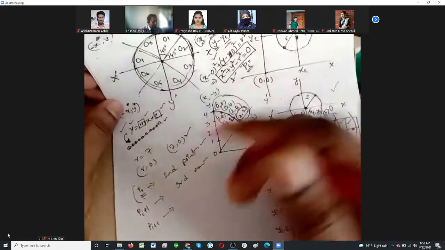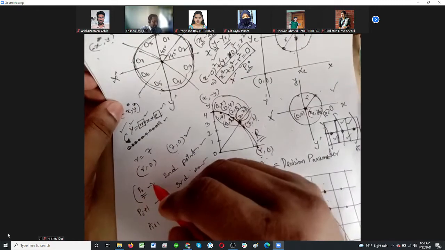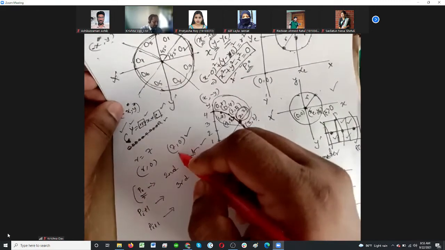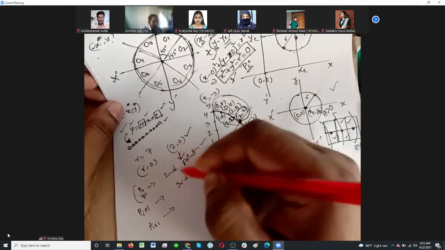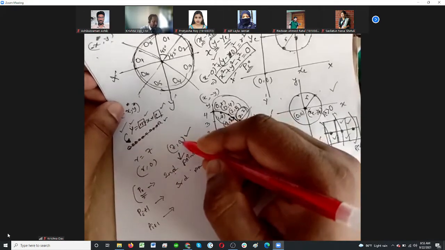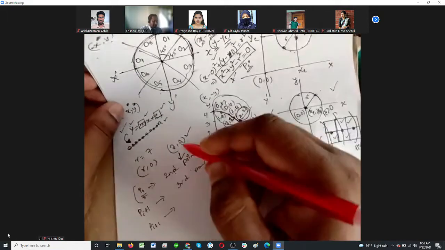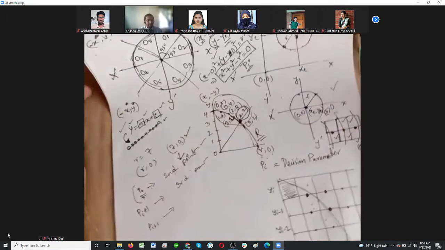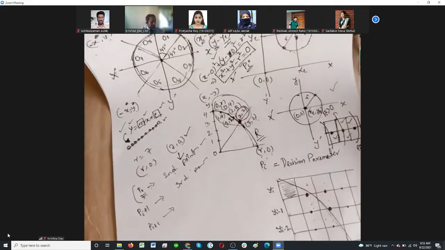For Bresenham, I'm talking about, when you have a decision parameter, if it is positive or negative, on the basis of that you will get the second point which will be affected, or maybe if it is 7 it will be 8 here. If it is positive then it will be 1, if it is negative then it will be 0, right? I'm again talking about the Bresenham.